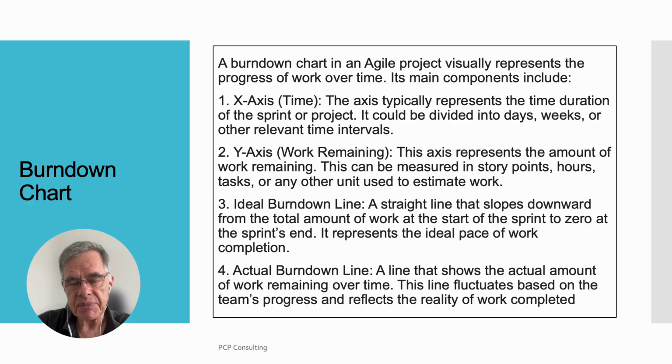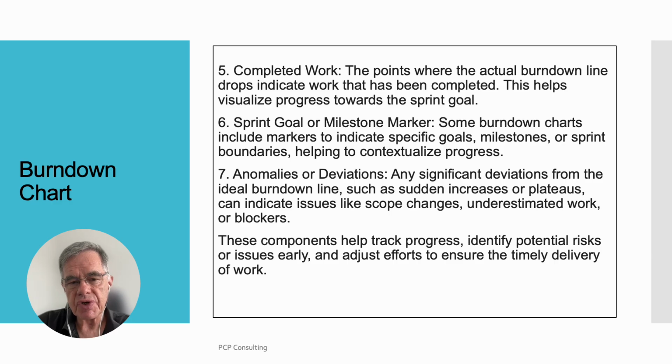Ideal burn down line, a straight line that slopes downward from the total amount of work at the start of the sprint to 0 at the sprint's end. It represents the ideal pace of work completion. Actual burn down line, a line that shows the actual amount of work remaining over time. This line fluctuates based on the team's progress and reflects the reality of work completed. Completed work. The points where the actual burn down line drops indicate work that has been completed. This helps visualize progress toward the sprint goal.